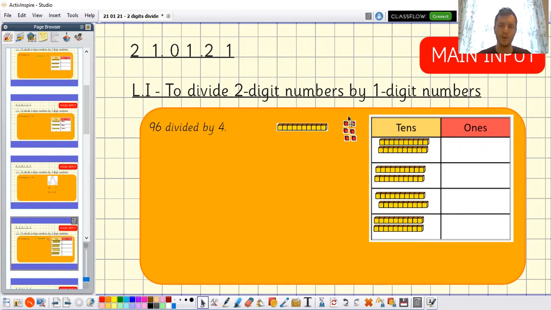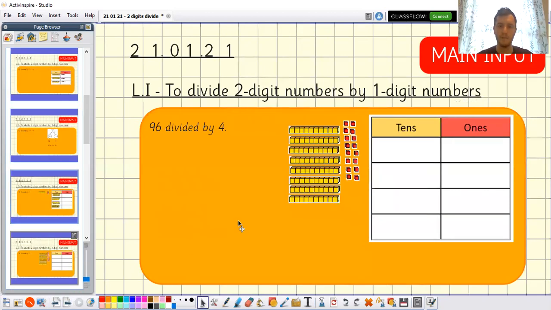Now I already have 6 1s here. How many 1s will I get in total if I get an extra 10? I'll get 16 1s in total. Let's look at that. Oh, my 10s have jumped out again, so let me reshare them.